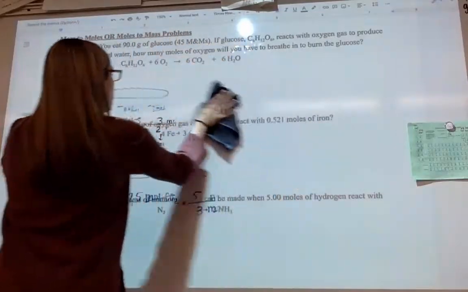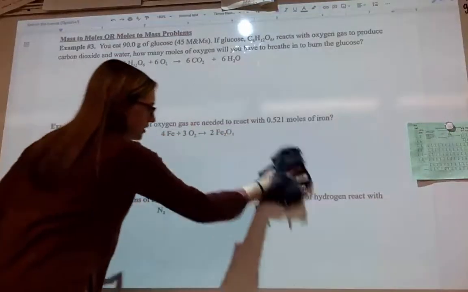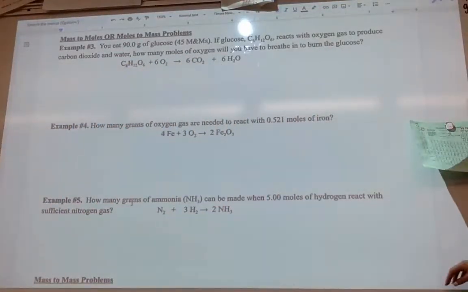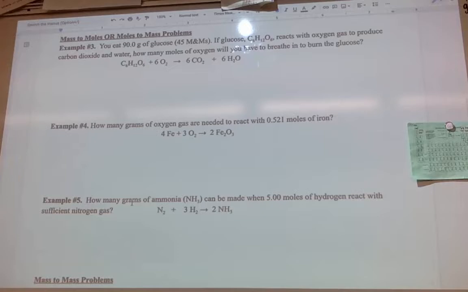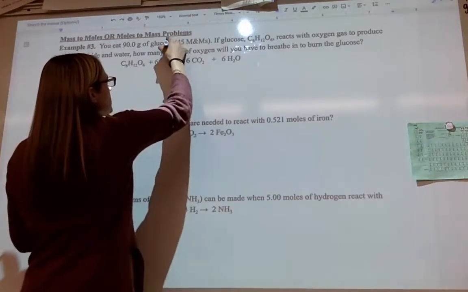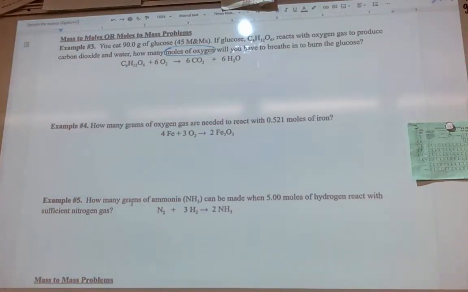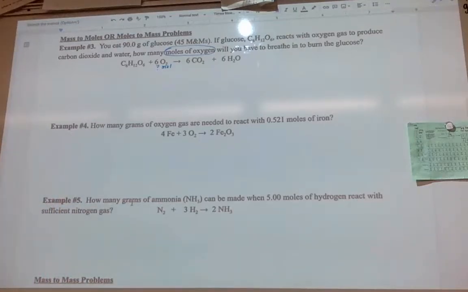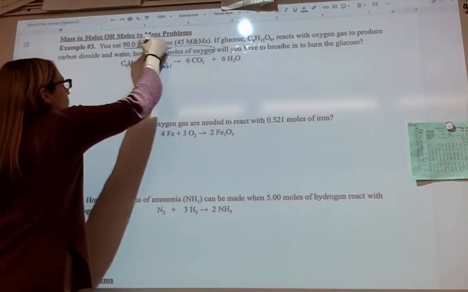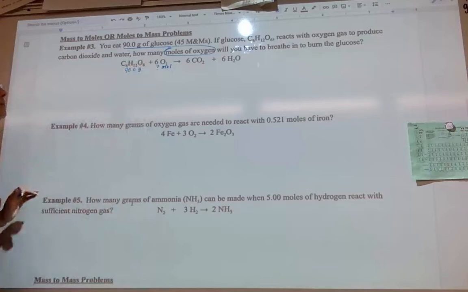Now, I tell you here glucose is C6H12O6. Right? You wouldn't have to know some of those like glucose, things like that. I would give that to you. But if glucose reacts with oxygen gas to produce carbon dioxide and water, how many moles of oxygen will you have to breathe in to burn the glucose? So I know that I'm solving for moles of oxygen, so I'm going to put a question mark with moles underneath O2. That's what I'm trying to find. My given information up here is 90 grams of glucose. All right, so 90 grams.